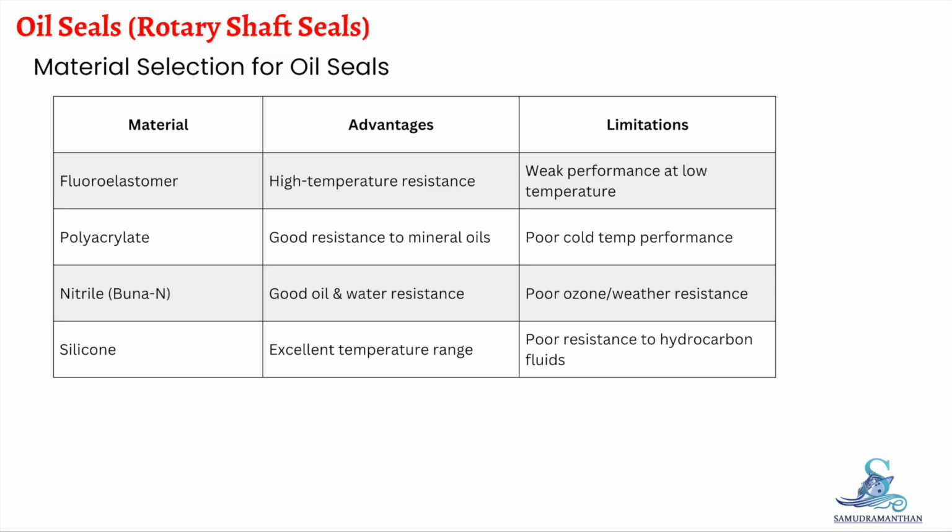Now we will go through advantages and limitations of some specific materials. Fluoroelastomer can be used at high temperatures, but it has poor low temperature performance. Polyacrylate has good mineral oil resistance, but it is weak in cold conditions. Nitrile has good water and oil resistance, but has poor ozone resistance. Silicone has wide temperature flexibility, but poor oil and hydrocarbon resistance.